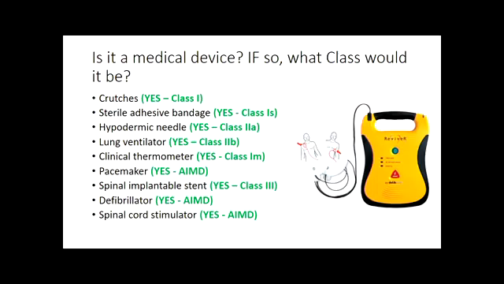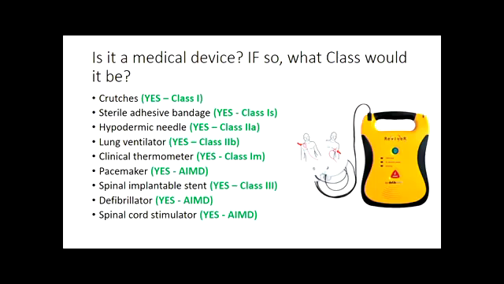So crutches are in fact a medical device, but they're the lowest class you can possibly get. They're right up there with the tongue depressor. In fact, the tongue depressor would be a higher risk because it touches a mucous membrane. So a sterile adhesive bandage would be a class 1S, which is class 1 sterile device. If it has a medicine on it, then it's going to be a class 3 medical device. Hypodermic needle is a class 2A. So it's higher risk, but it's still the basic one of the medium risk devices because it enters the circulation.